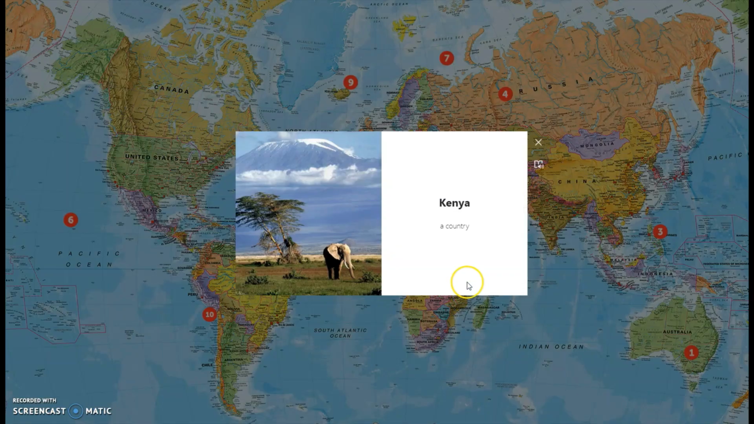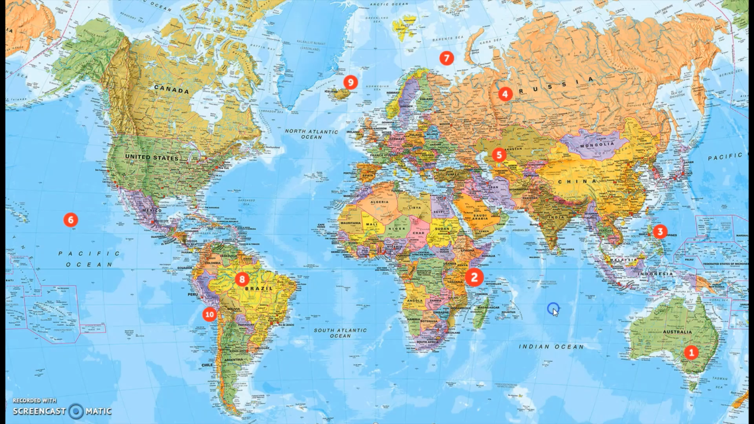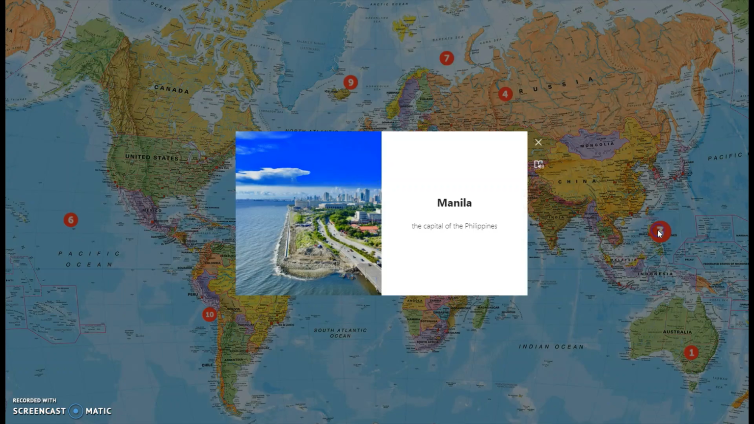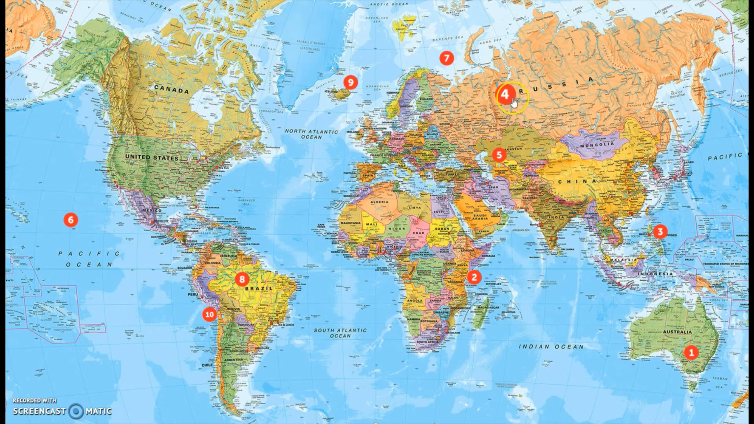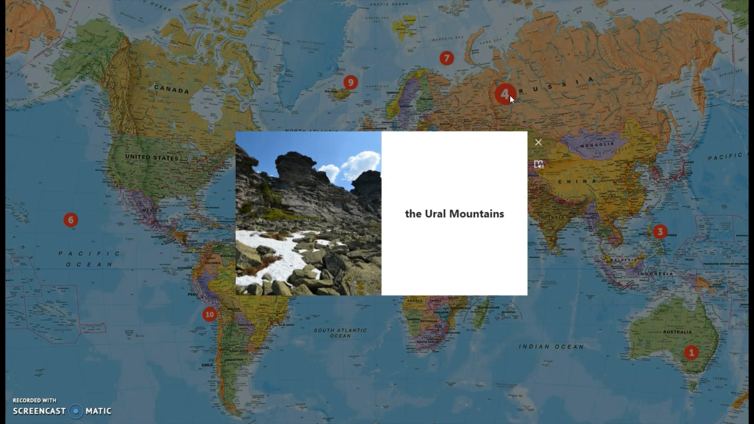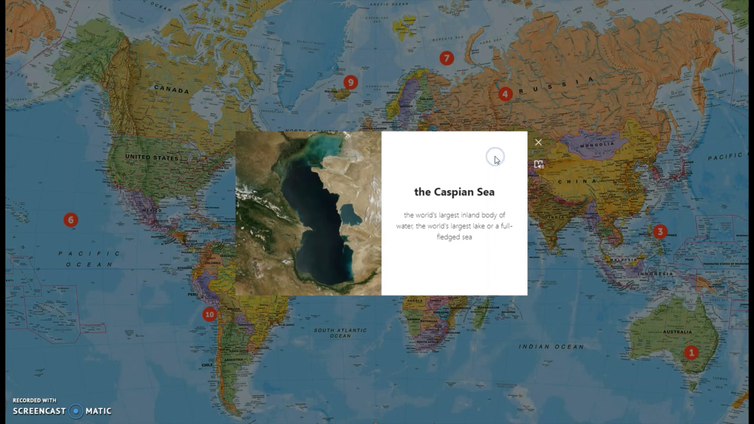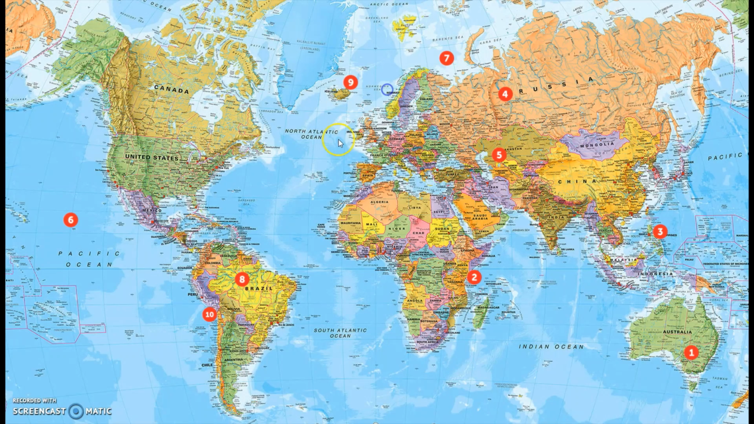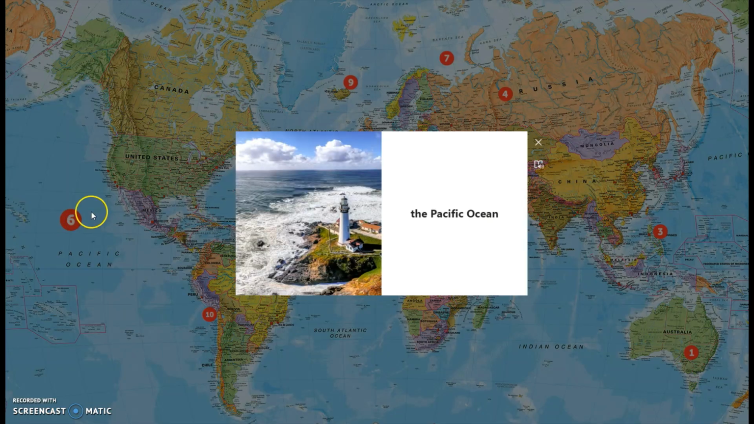Then Kenya, an example of a country. Capital cities like Manila, the capital of the Philippines. Mountains like the Ural Mountains in Russia. Lakes like the Caspian Lake, which is the world's largest inland body of water or the world's largest lake. Oceans like the Pacific Ocean.